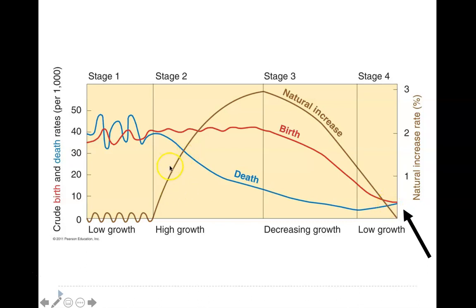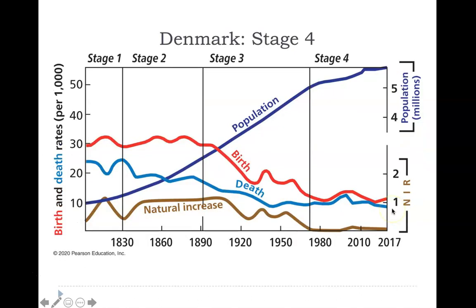In stage 2, right, you don't see a lot of old people, but you're going to see old people here, right? And so you actually see a slight increase in death rate, and it meets birth rate, and then the natural increase rate goes back to where stage 1 was, except it's a lot more stable than stage 1, which was kind of chaotic.